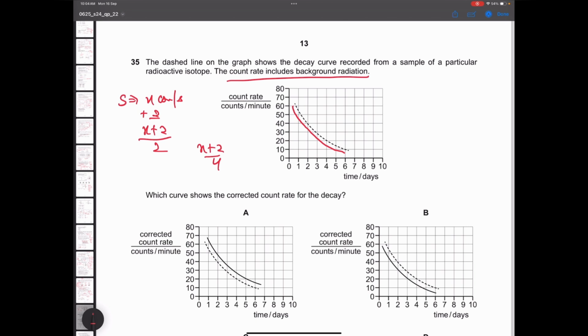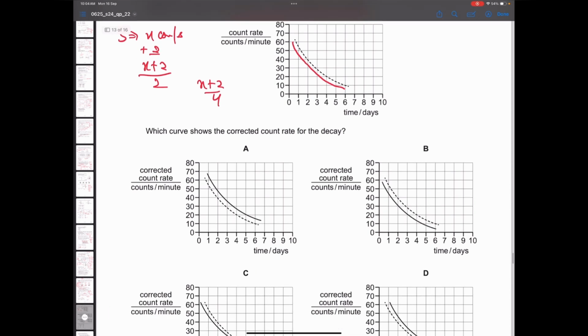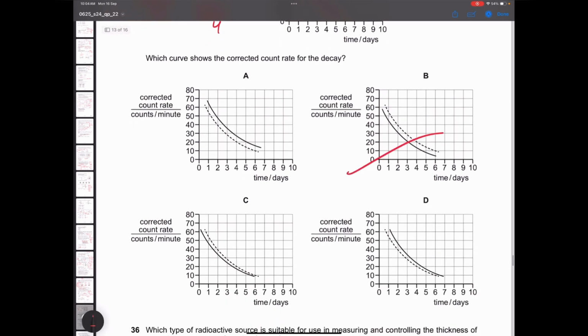Background radiation always adds up to the count rate. So if you have to draw a graph without the background radiation, then you just remove it, and the value will decrease a little bit. Which option is correct? Option B looks correct. The original is the dashed line. In option A, the original is the dashed line and they're saying the value has increased. No, you have removed the background radiation, so the value should decrease. Option B is the correct representation.